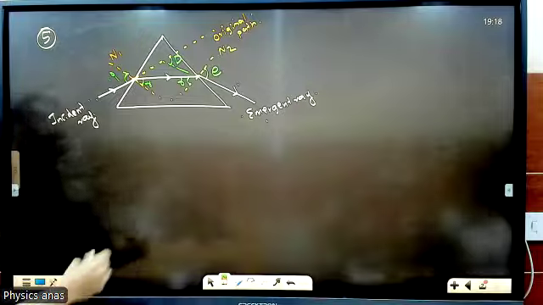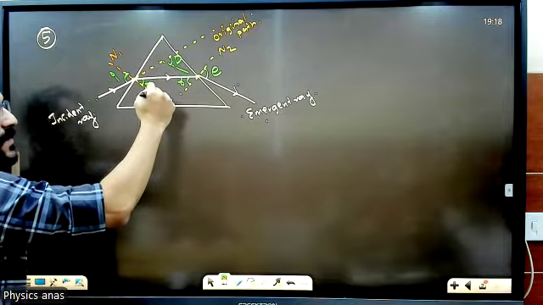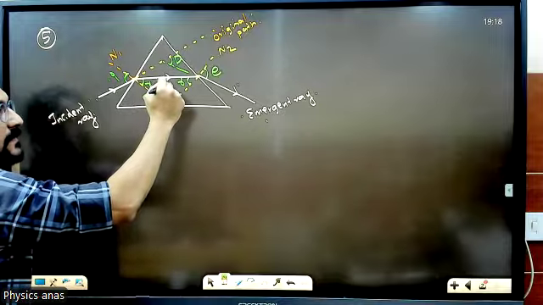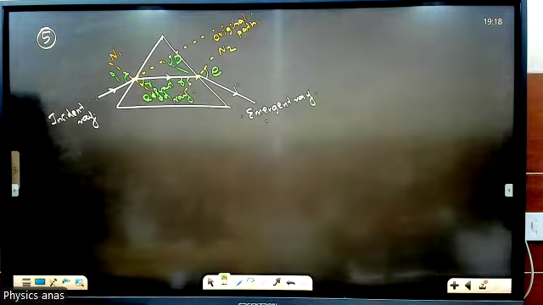What is the refracted ray? This is the refracted ray. Got it? This is the refracted ray.